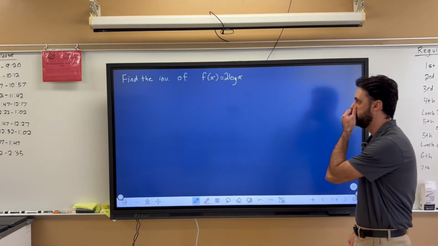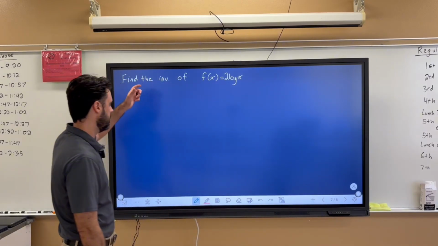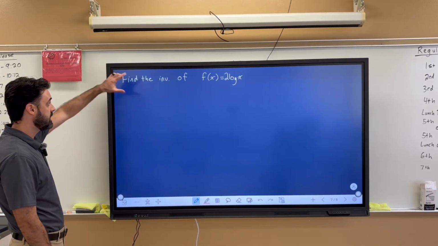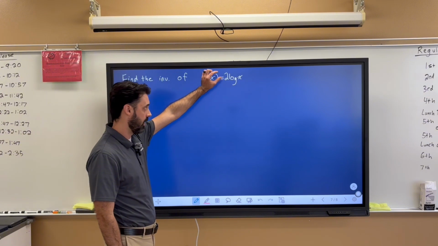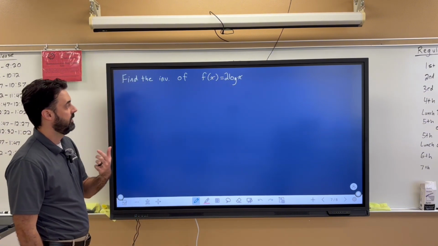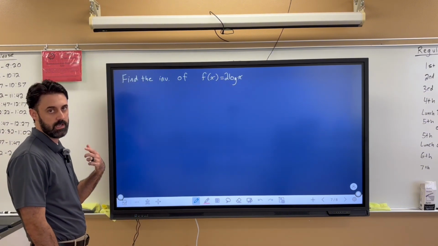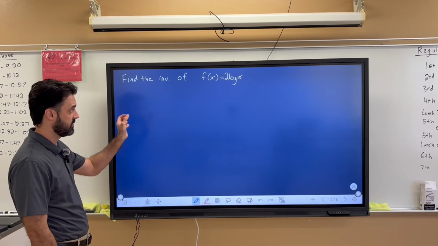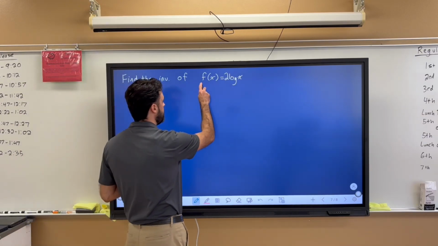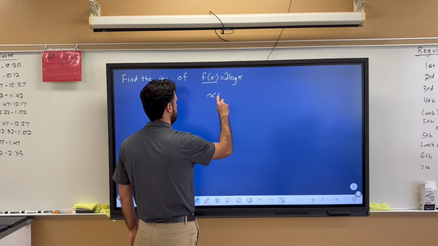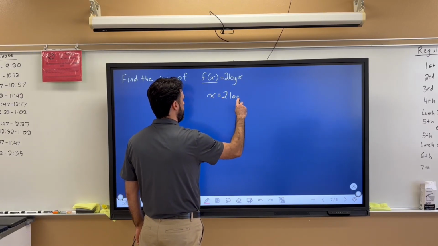All right, we got 2 more questions. Both of them are going to be pretty similar, but it says this: find the inverse of this logarithmic function. So again, this is going back to that section 2.8 where we have to swap x and y and then solve for y. So we're going to replace f of x with x, and we're going to replace x with y.